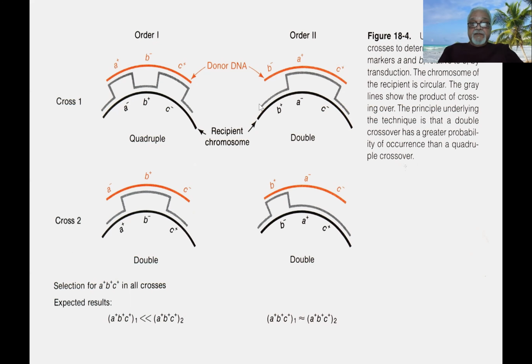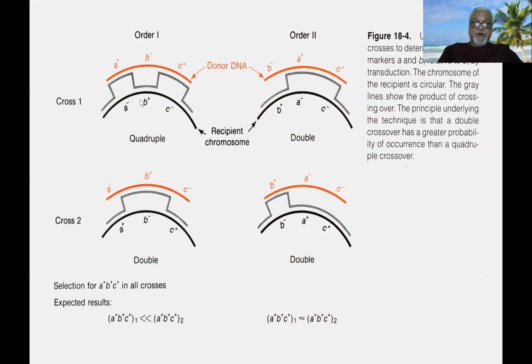Okay. This is the BAC order we are taking, and the recipient is B plus, A minus, C minus. So this is one cross which was made, considering order 1, order 2. Another cross was a reciprocal cross.